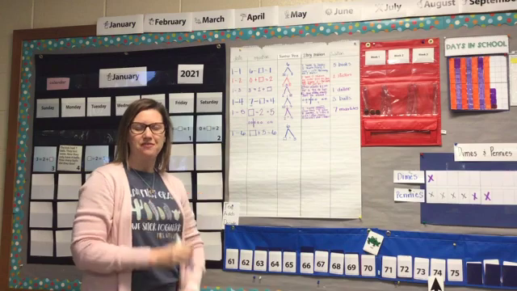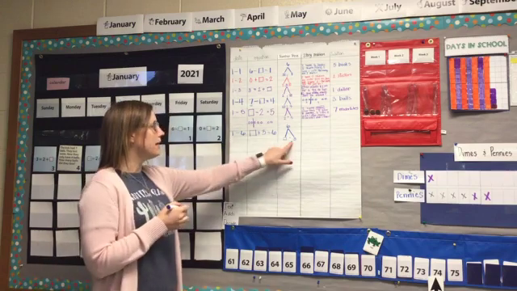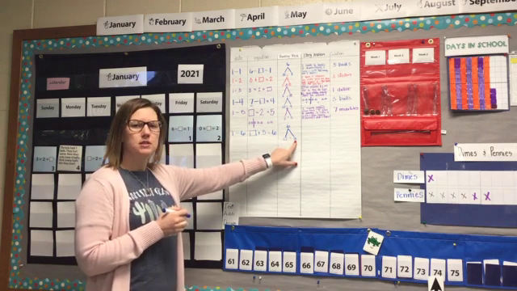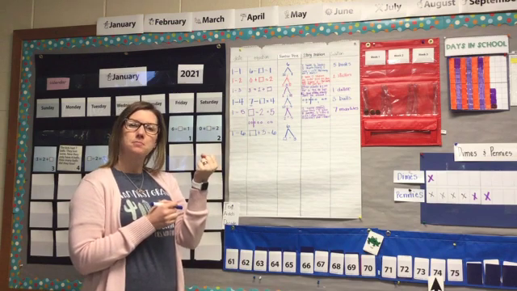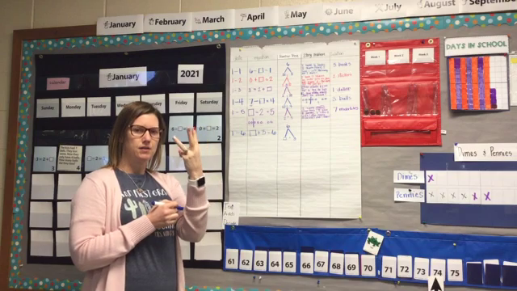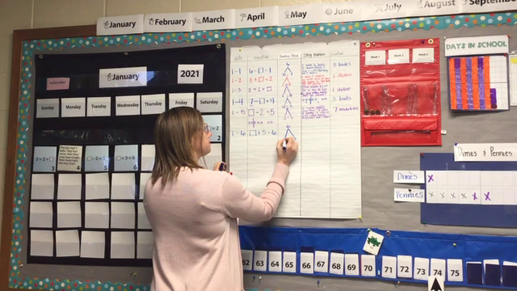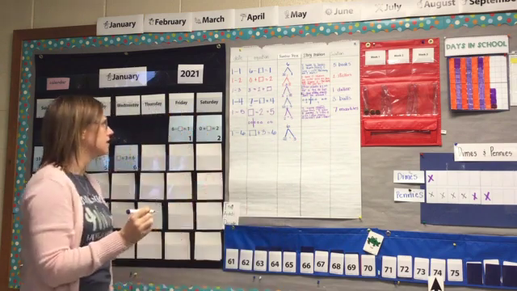You might know that fact as a double that you just know. You might need to count on from the number that you have. So if you need to count on, you would grab 3 and count up to 6. So 3, 4, 5, 6. The missing partner is 3. 3 plus 3 equals 6.